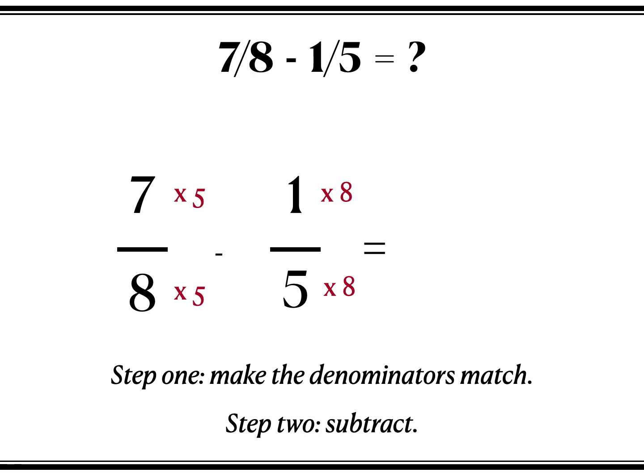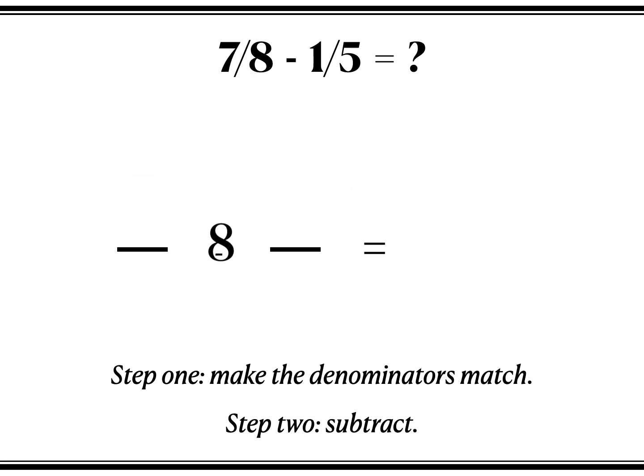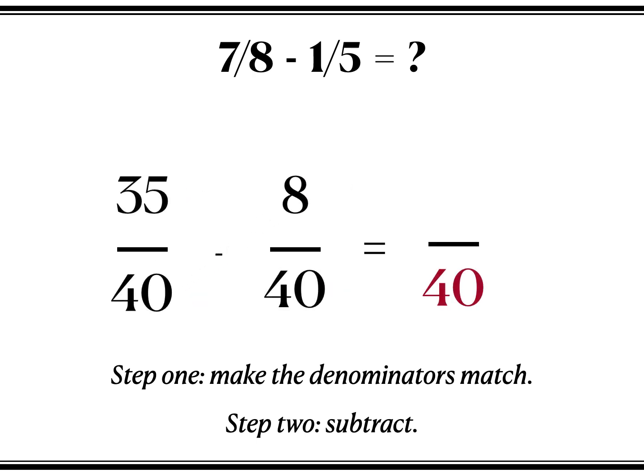And so step 2 is we're going to be subtracting. So 35 over 40 minus 8 over 40 is going to give us 27 over 40. And here again, it's not a pretty fraction. It's bigger than we probably like to see, but it is simplified. So you can't simplify it further.